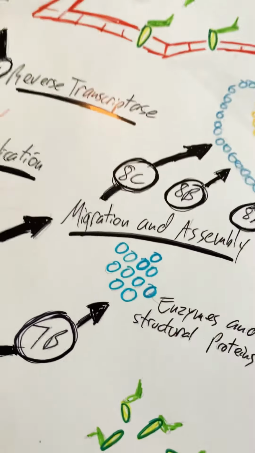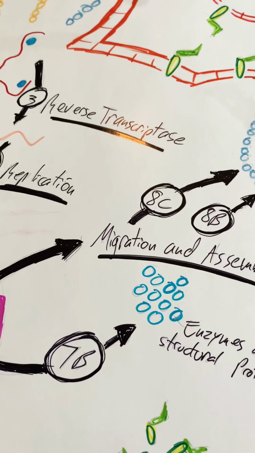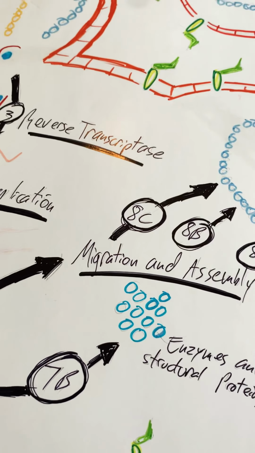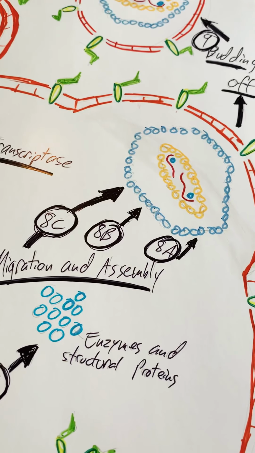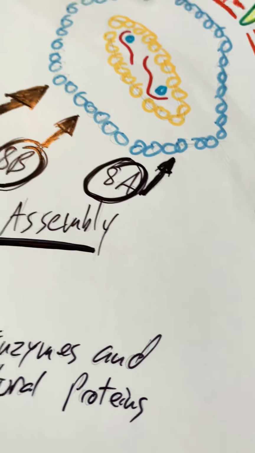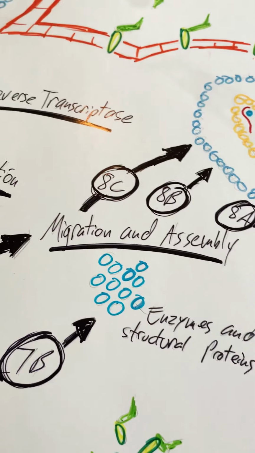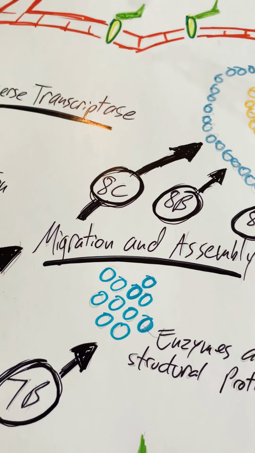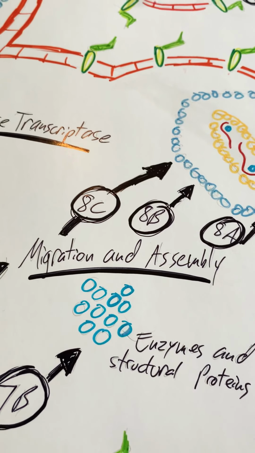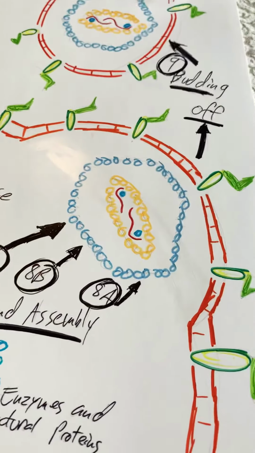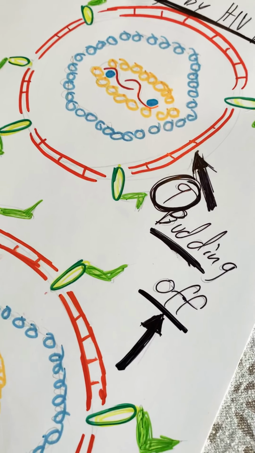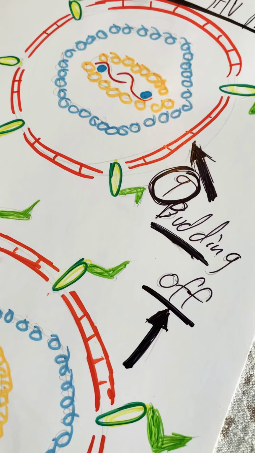So the components of HIV migrate to the cell surface and assemble into a new virus. Before assembly, HIV glycoproteins become incorporated into the host cell membrane. And that's 8A there. In steps 8B and 8C, the other components of the virus migrate to the cell surface where they undergo assembly into the new virus. So they go in here and it's breaking off. And the next step here is budding off. So the newly formed virus buds off from the host cell.